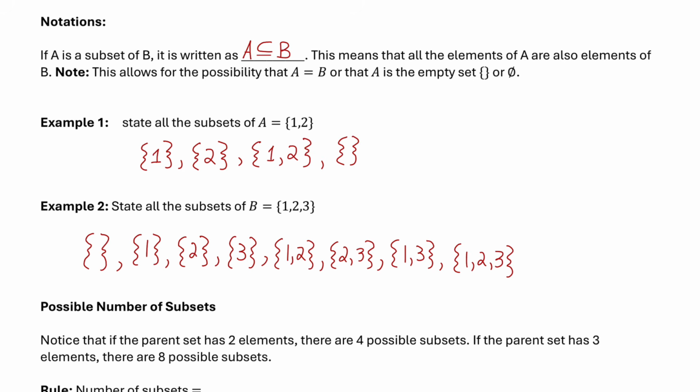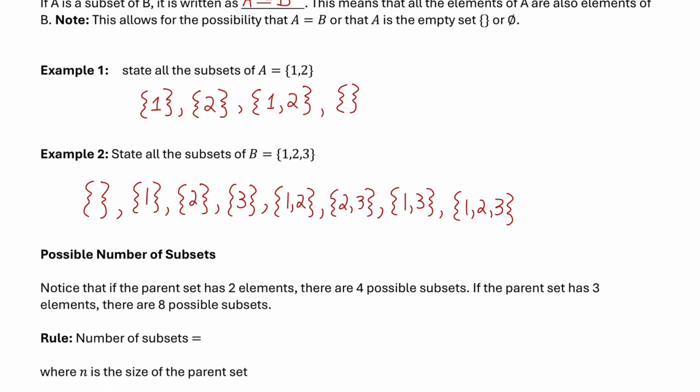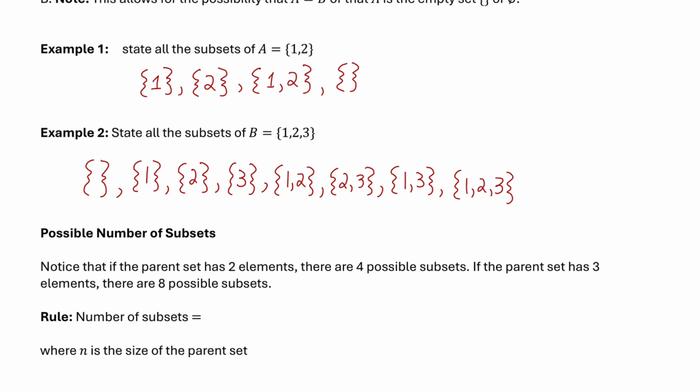And now moving on to the next section, we're going to learn a shortcut for determining how many possible subsets there are of any given parent set. So set A had 2 elements, and how many different subsets were possible for a parent set that had 2 elements? There are 1, 2, 3, 4 possible subsets. If the parent set has 3 elements, there's 1, 2, 3, 4, 5, 6, 7, 8 possible subsets.